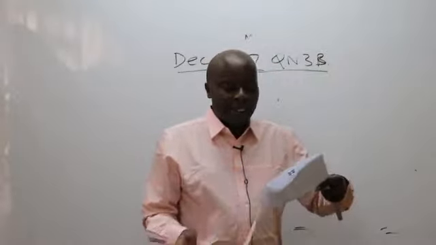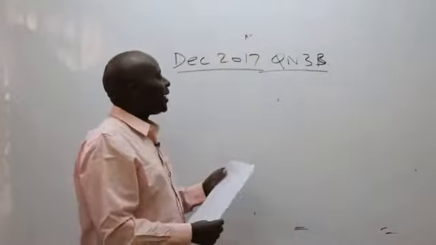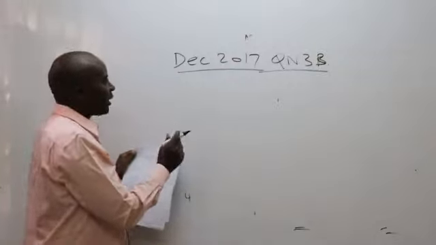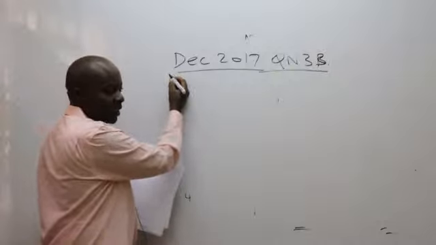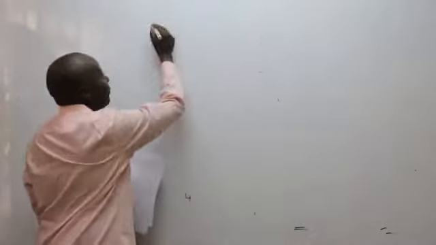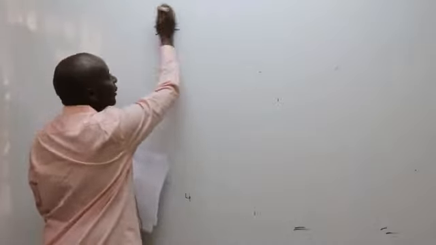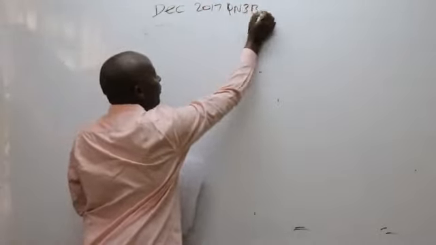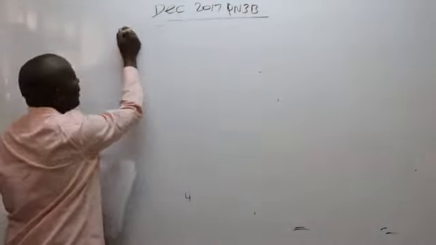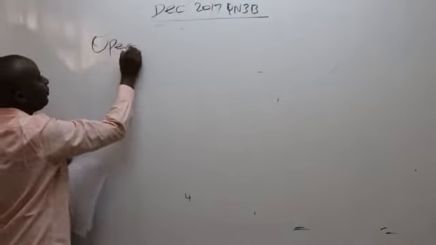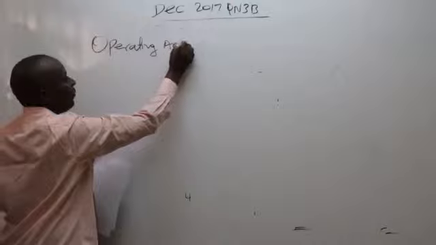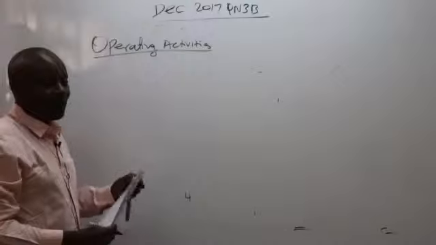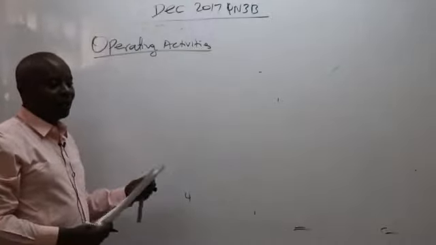Ladies and gentlemen, if it's a group cash flow statement, where do I start? Of course, I know I must start with operating activities. So we have our operating activities. Which other activities do we have in our group cash flow statement? Which other activity do we have, ladies and gentlemen?